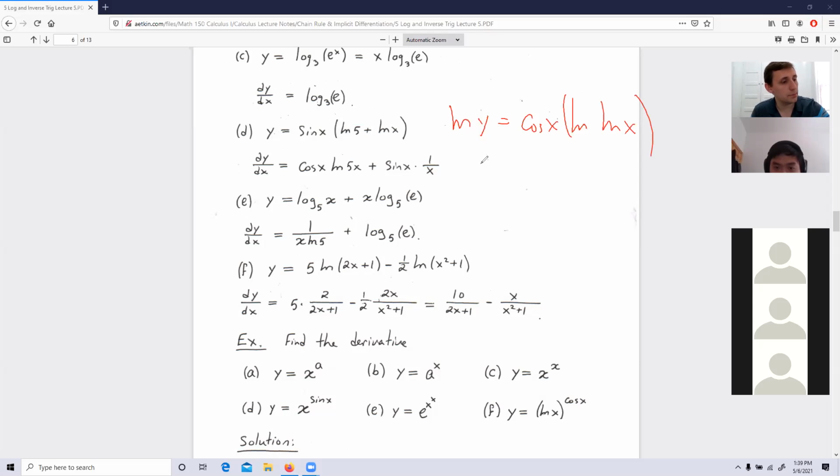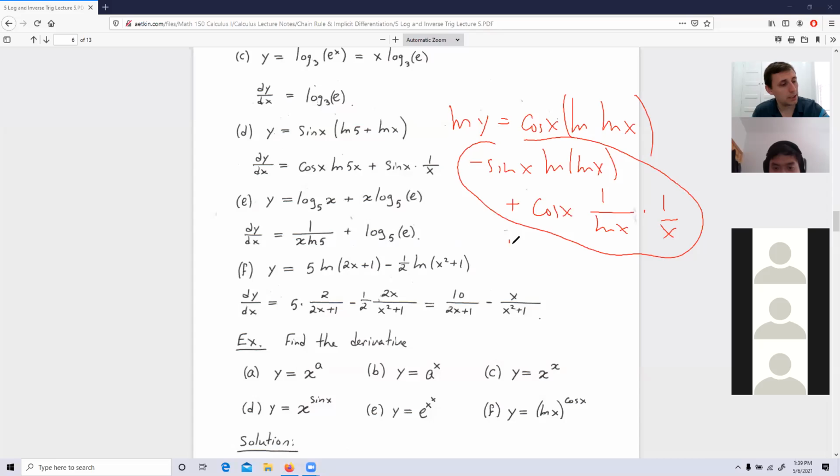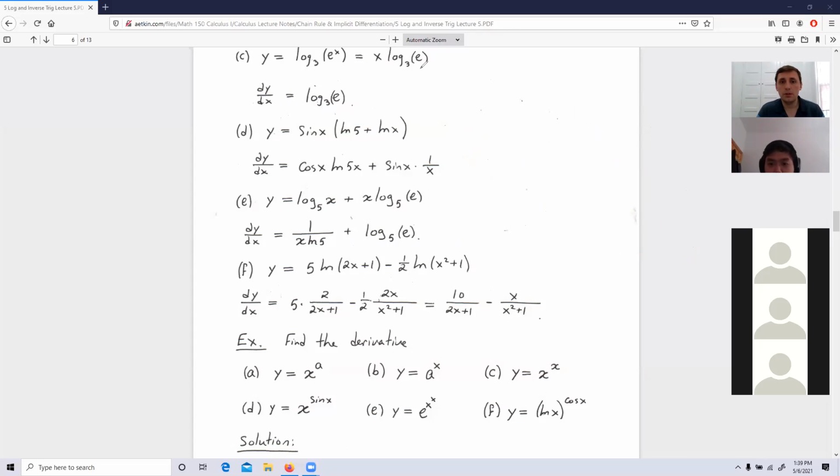So the derivative is simply minus sine x times ln of ln x plus cosine x times 1 over ln x times 1 over x. And then you just multiply this entire thing. So the full result is this expression multiplied by ln x to the power of cosine x. Now let's move on.